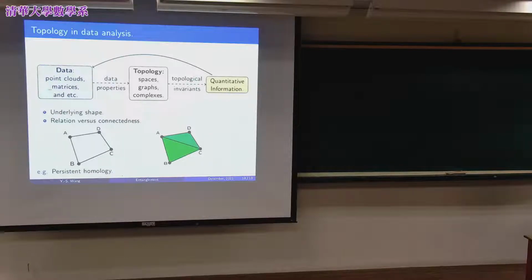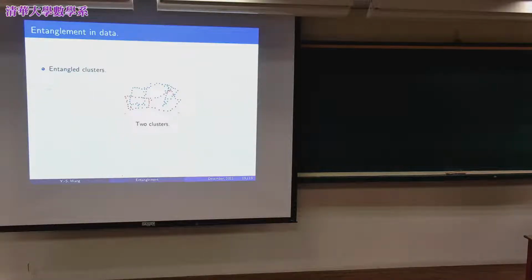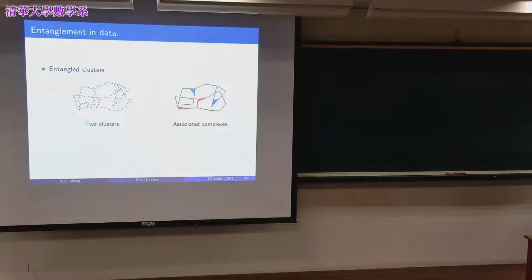But for me, I'm more interested in not just the topological space, but the entanglements between 2 clusters in the data set. So for instance, there is a data set, and you see there are 2 clusters of data, one in red and one in blue, and you can construct the associated complex. There are many different ways to construct the associated spaces. I just use this as an illustration. And as you can see, they are entangled. And then we might ask how to describe their spatial relation, how to describe the complexity of the entanglement between 2 clusters in the data set.